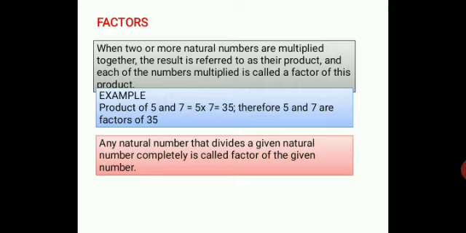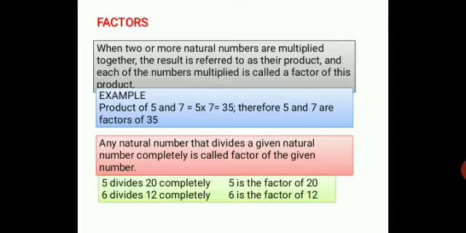Any natural number that divides the given natural number completely is called the factor of the given number. Now take 10. Example, you take 10. Which all numbers divide 10 completely? 2, 5, 10. So 2, 5, 10 are called the factors of 10. 5 divides 20 completely. So 5 is the factor of 20. 6 divides 12 completely. So 6 is the factor of 12.